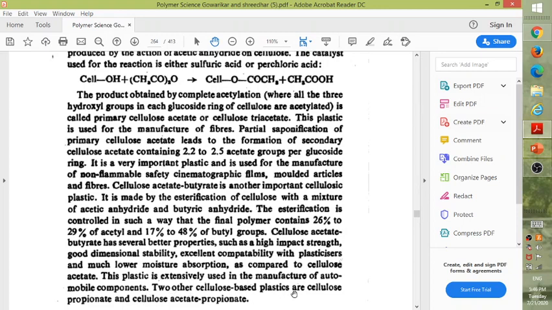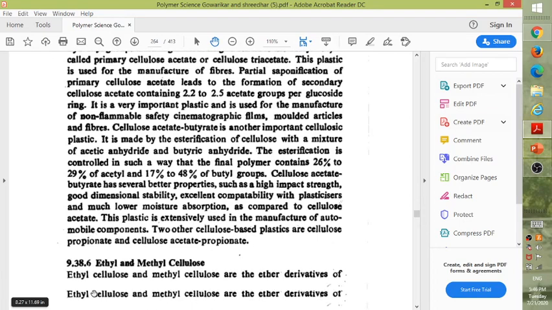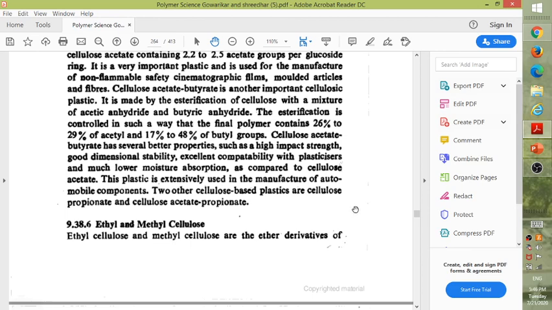Two other cellulose based plastics are cellulose propionate and cellulose acetate propionate. Now ethyl methyl cellulose.